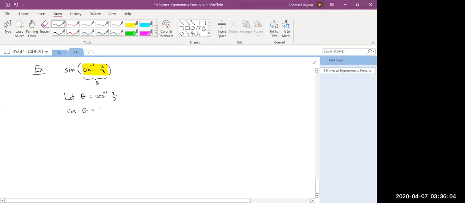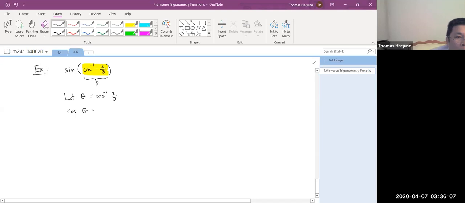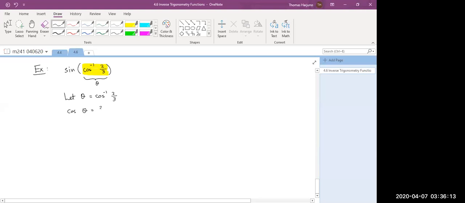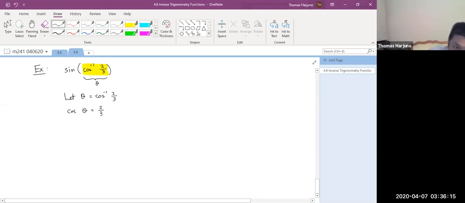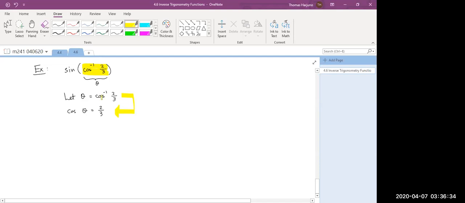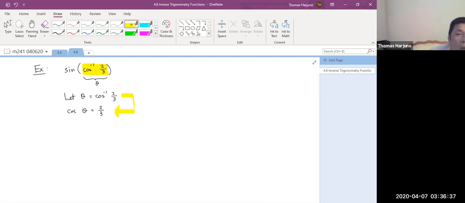I'm not asking for theta. I'm asking what is cosine theta. 2 over 3. Okay, because if you use calculator, you lose the accuracy right away. It's not exact anymore. Now cosine theta equals 2 over 3. Therefore, is it okay, everybody, how I go from here to here? Yes. Okay. So I rewrite the cosine inverse, I move it to the other side, it becomes cosine without cosine inverse.